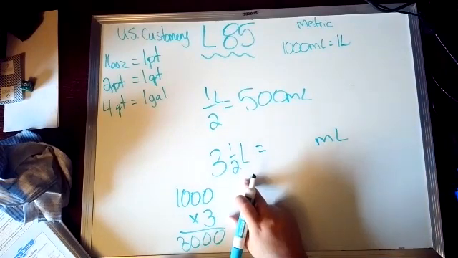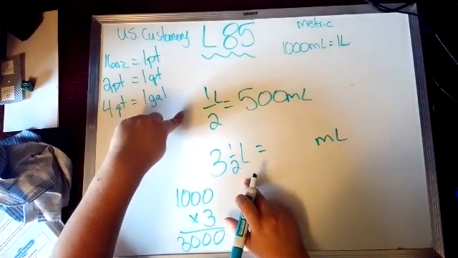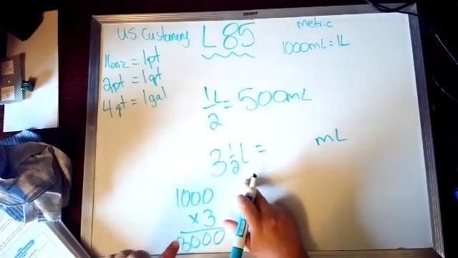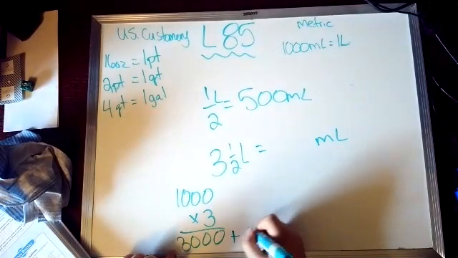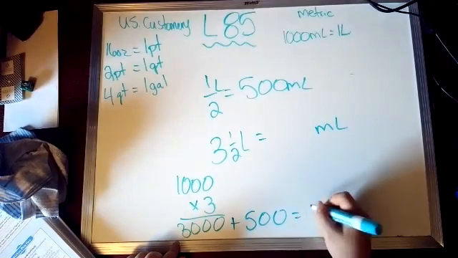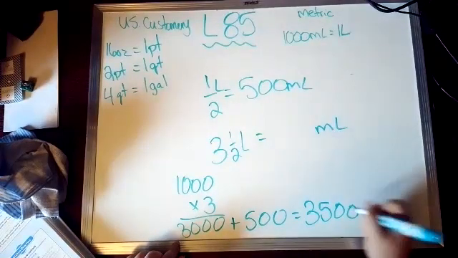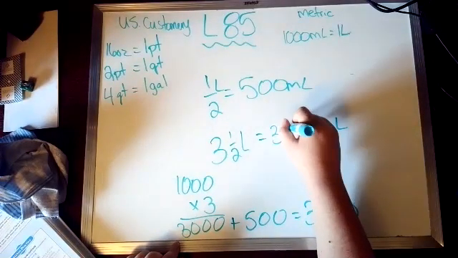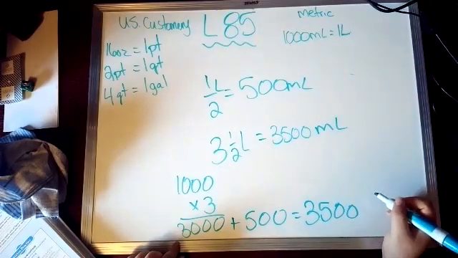And then the half. Now, luckily for us, it's already told us what half a liter is. It's told us it's 500. So I can just add 500 to my 3,000 I already have, and that equals 3,500. So I have 3,500 milliliters.